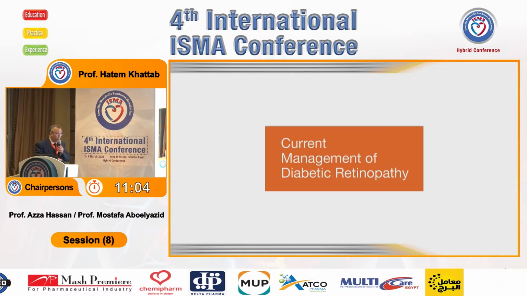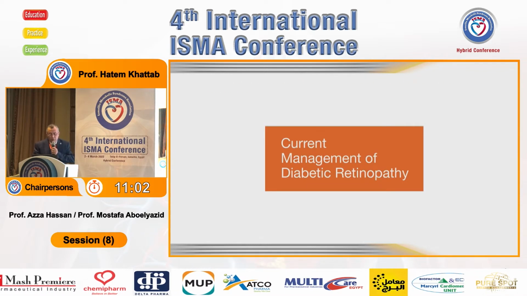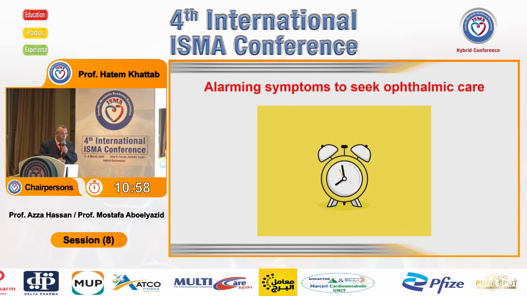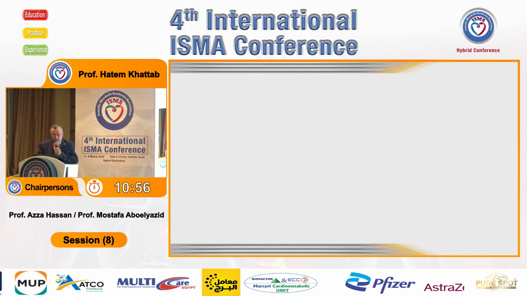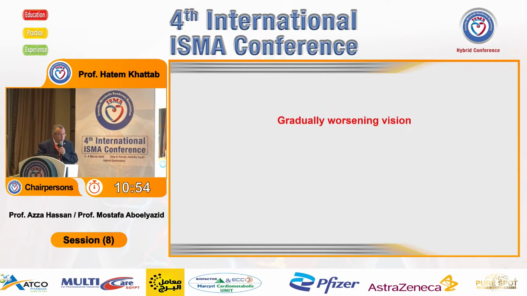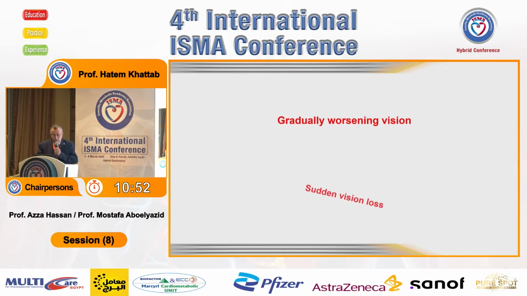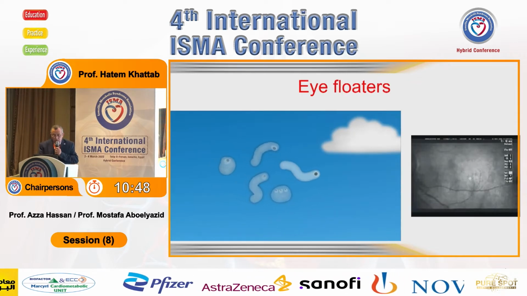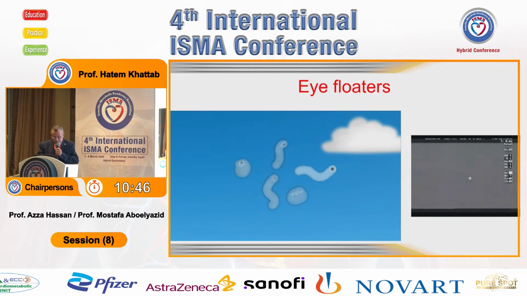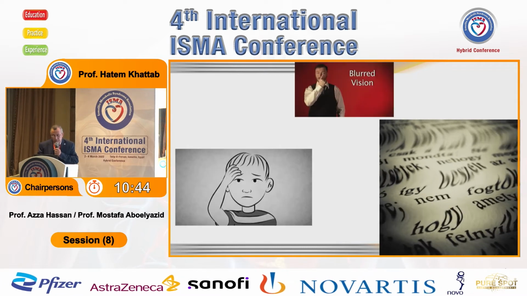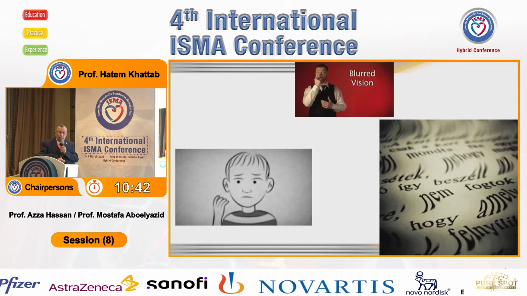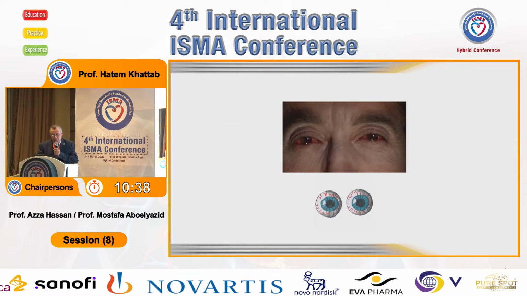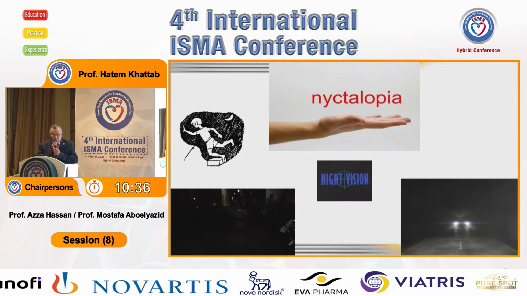Current management of diabetic retinopathy. The alarming symptoms to seek ophthalmic care: gradually worsening vision or sudden visual loss, eye floaters, blurred vision, ocular pain, ocular redness, diminished night vision.